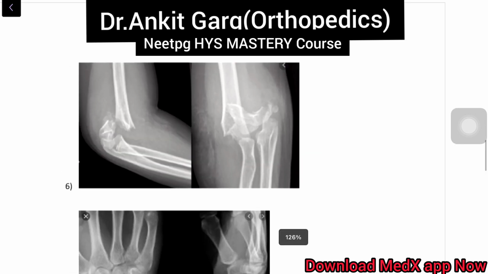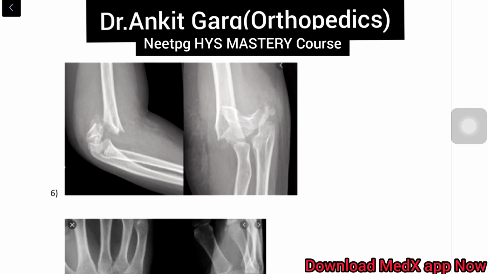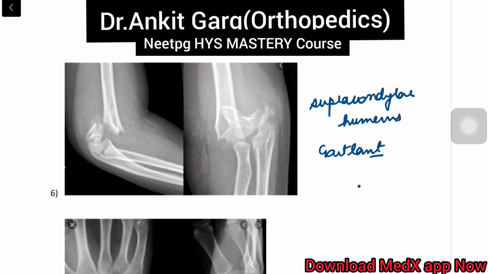Then we have a classical description of the supracondylar humerus fracture, which I'm sure almost every one of you has done correctly in the test. Supracondylar humerus fracture, and we have the Gartland classification for this. It's the most common childhood fracture, with a fall on an outstretched hand.